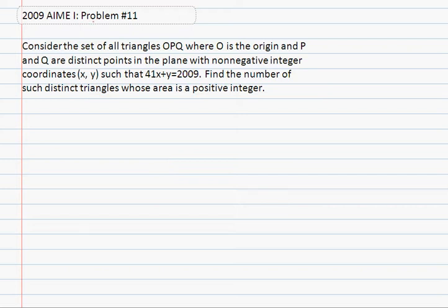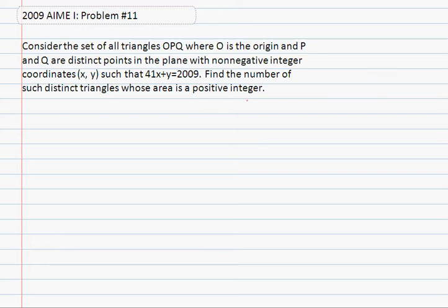2009 AIME I, problem number 11. Consider the set of all triangles OPQ where O is the origin and P and Q are distinct points in the plane with non-negative integer coordinates x, y, such that 41x plus y is equal to 2009. Find the number of such distinct triangles whose area is a positive integer.